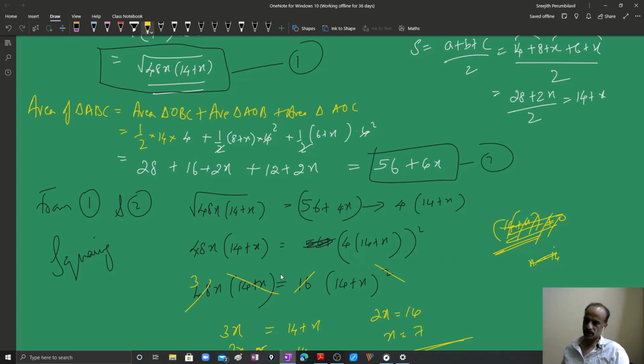So I'm going to leave that part. I'm cancelling 14 plus x on both sides. The reason for cancelling 14 plus x is that 14 plus x is not equal to 0.